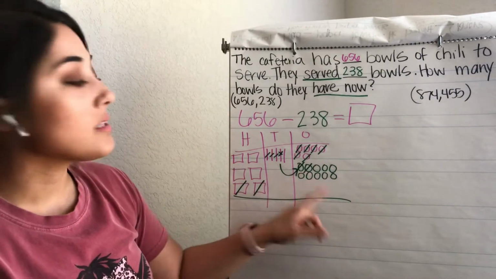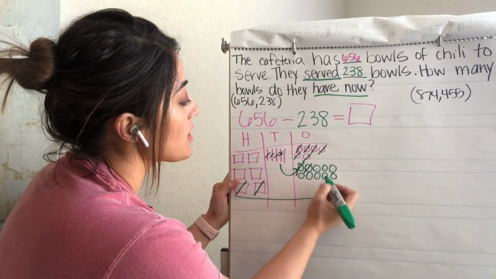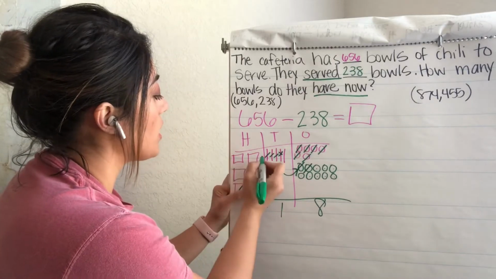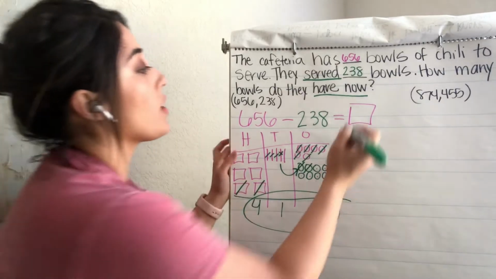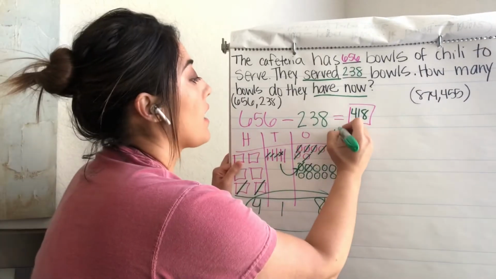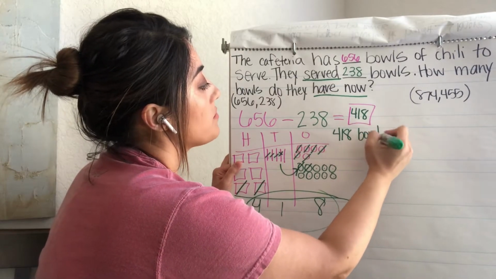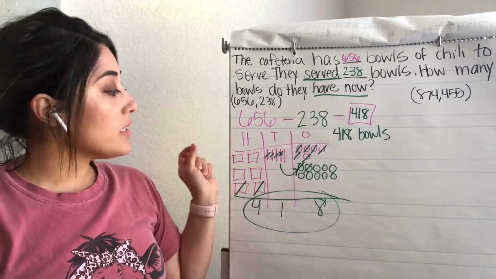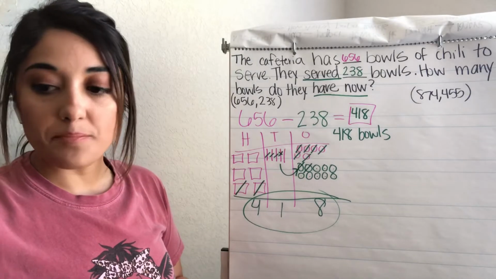So in the ones, I have 1, 2, 3, 4, 5, 6, 7, 8. I have 110, and I have 100, 200, 300, 400. So total, I have 418 bowls. To label that, I would write 418 bowls. All right, so that is the direct modeling, drawing it out, and using the hundreds, tens, and ones chart for help with organization.